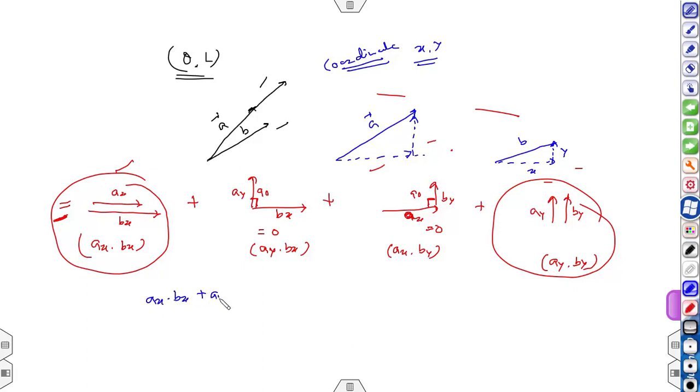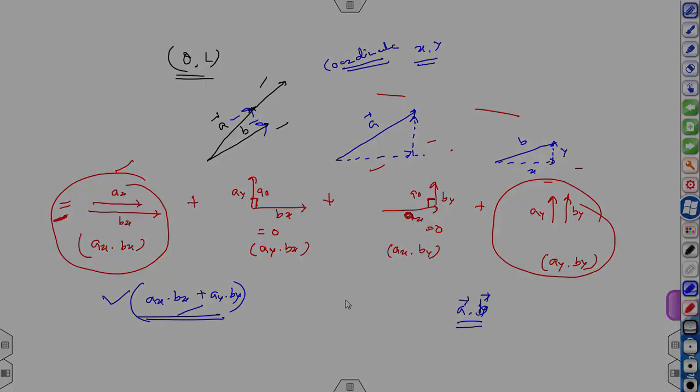If we have two vectors a and b and we know the x and y components of these vectors, we can simply apply this operation to calculate the dot product of a and b. That's it for this video. In the next video we will see another vector calculus operation. Thank you.